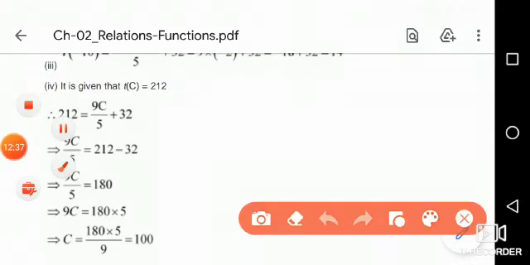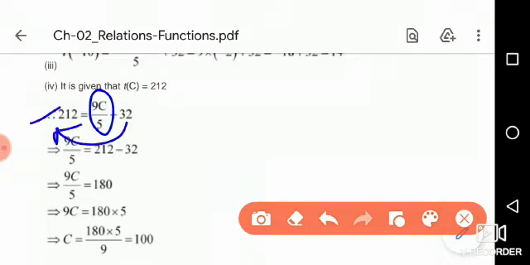Now, let me rearrange. 9C divided by 5 remains the same, which is equal to 212. The 32 we will bring to the left side, which becomes 212 minus 32. Therefore, 9C divided by 5 is equal to 212 minus 32, which is 180.